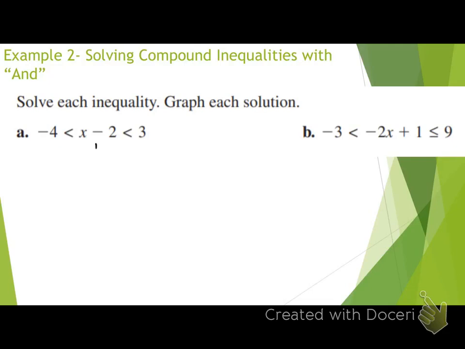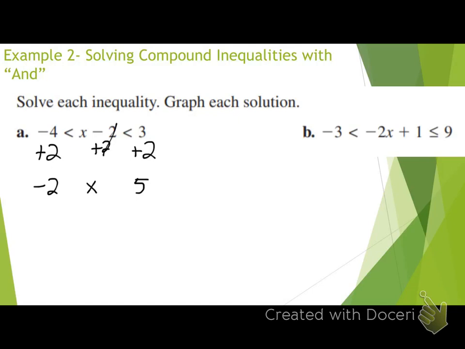So how would I get x by itself in the middle right here? Add 2 to all three sides. Whatever I do to the middle, I got to do to the left as well as the right, because I technically have two inequalities here. Does that make sense? Negative 4 plus 2? Negative 2. I just have x left in the middle. What's 3 plus 2? 5.